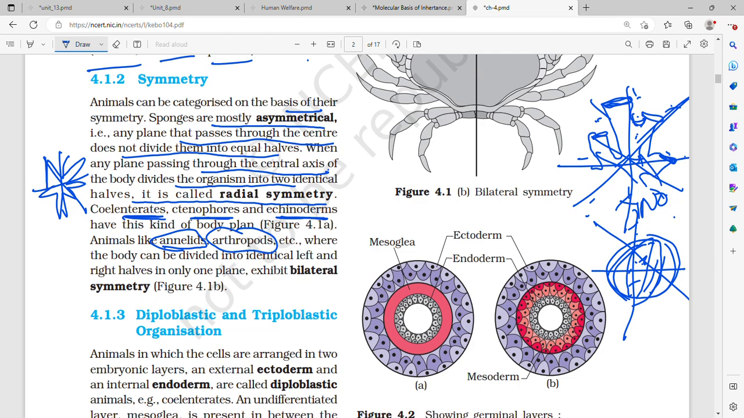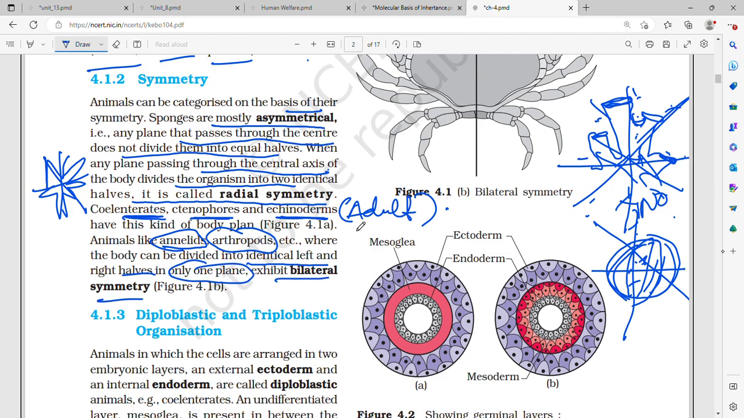the baby, that is the juvenile, before reaching the adult stage, juvenile echinoderms which are not yet adult, in the pre-adult stage, are going to be bilaterally symmetrical, and Hemichordata is also bilaterally symmetrical. Here, adult echinoderms. Then where the body can be divided into identical left and right halves in only one plane, they exhibit bilateral symmetry.